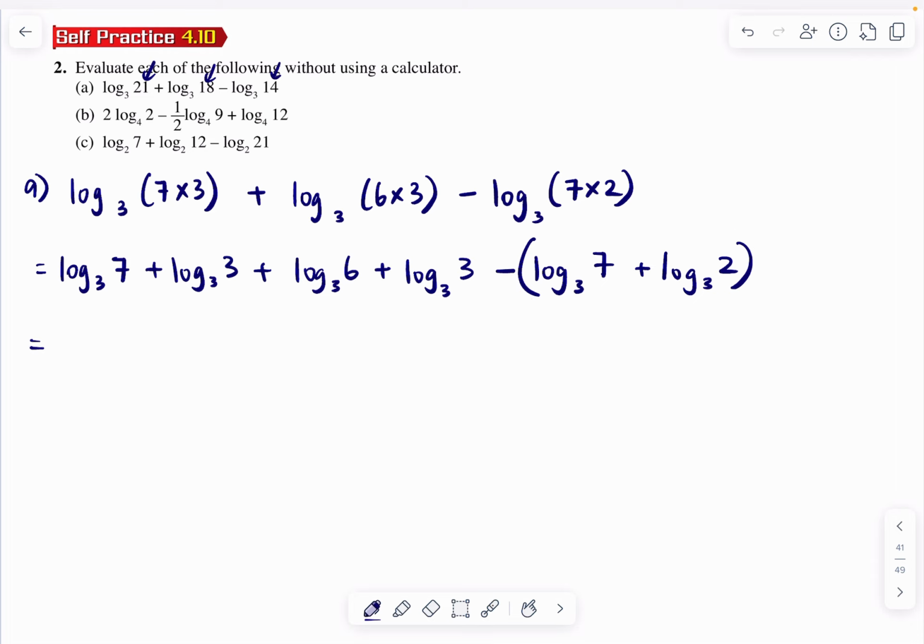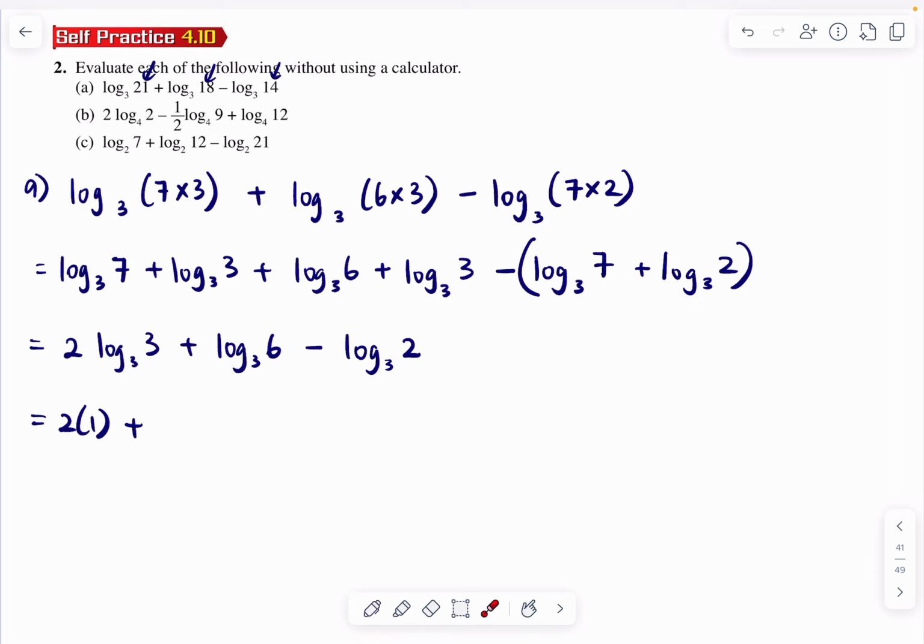Right, let's simplify. Log 3 7 minus log 3 7 cancels off. Then we have log 3 3 plus log 3 3, so we have 2 log 3 3 plus log 3 6 minus log 3 2. Log 3 3 is the same, so this will become 2 times 1.